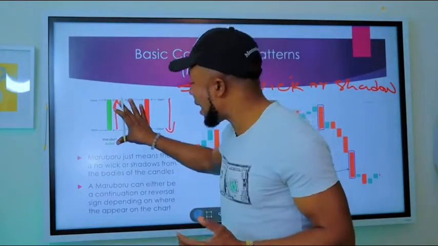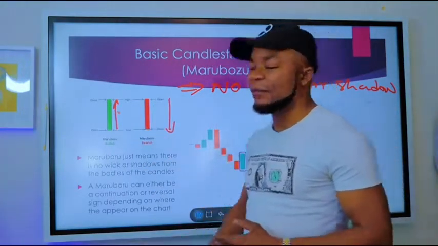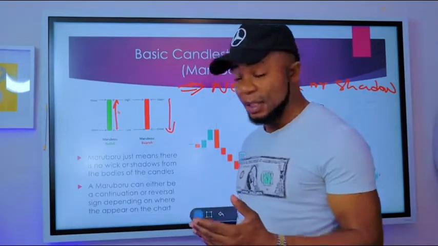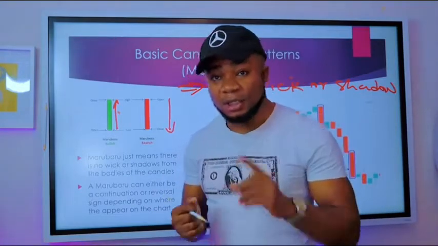All right. Anytime you see this kind of candle, if you are in a bullish market, if you are in a bullish trend, let's talk about trends.